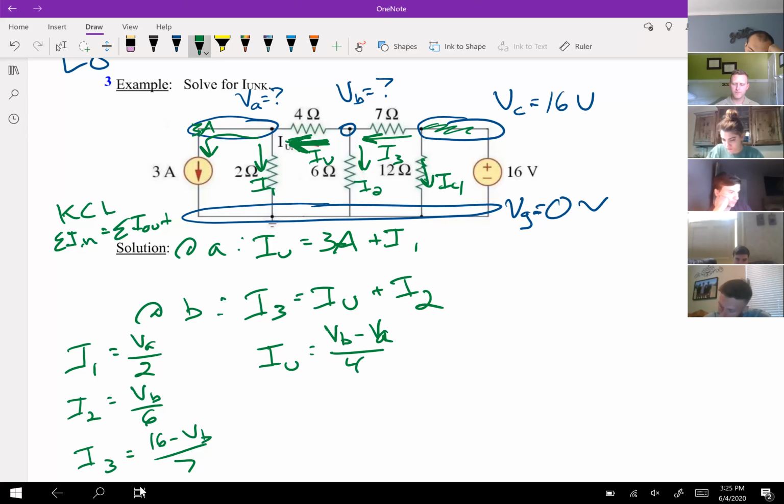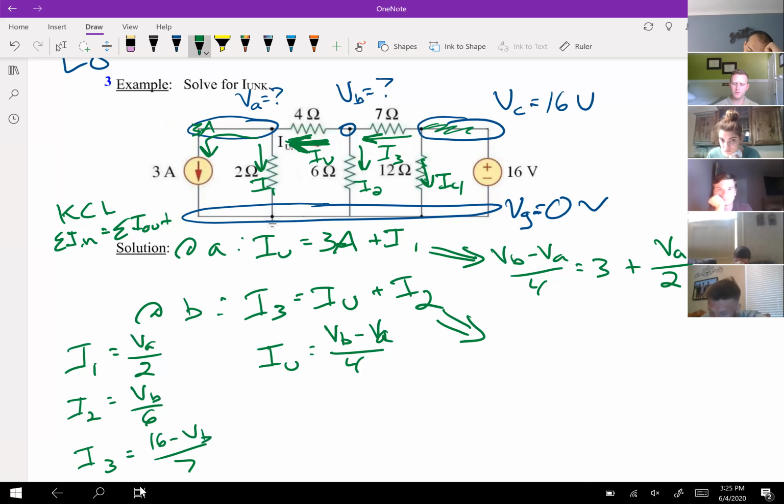So now we just plug them in. IU is VB minus VA over 4 equals 3. I'm just going to leave it as 3. If I was dealing with something like milliamps, kilo ohms, millivolts, kilovolts, if I was dealing with stuff like that, I would write them in with their values. But if everything is in volts, amps, and ohms, then I drop the units as I solve it. And then I1 is VA over 2. So that was at A, right? And I plugged them all in.